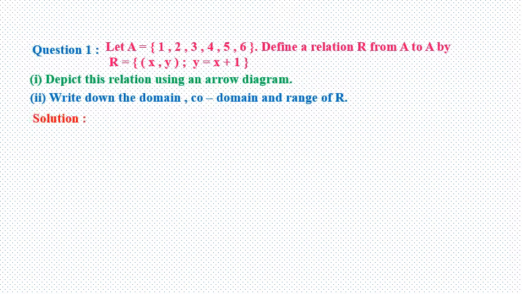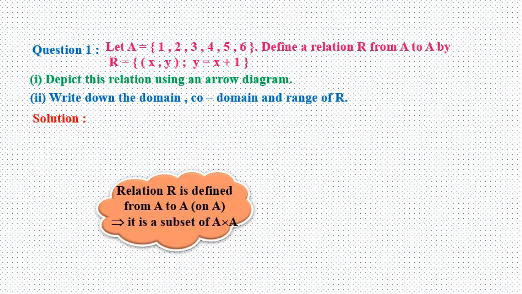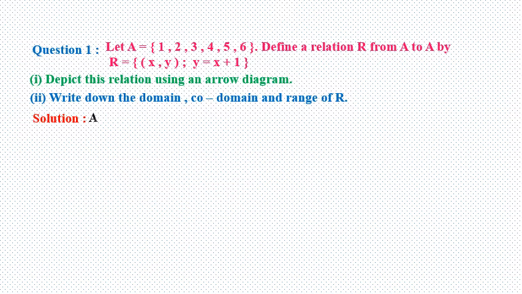Write down the domain, codomain and range of R. Now let us go with the solution of this problem. Relation R is defined from A to A. It is a subset of A cross A. Let us link this one. First we form A cross A.